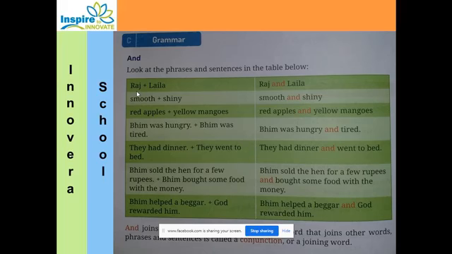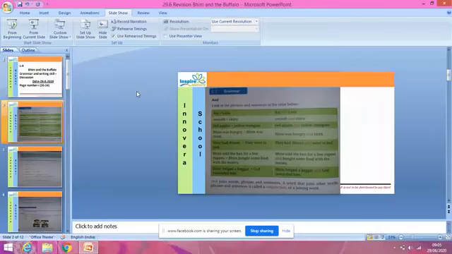So what is this and? And is called a conjunction. What is it called, children? Conjunction. You have already studied this in grade 2. Yes or no? The words that join together two phrases or two words are called conjunctions. A conjunction is also called a joining word. Understood, children? Any doubt?